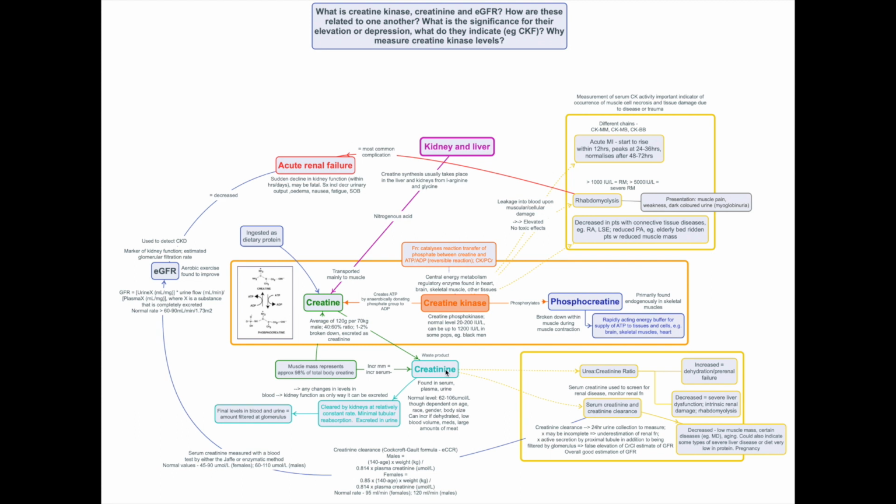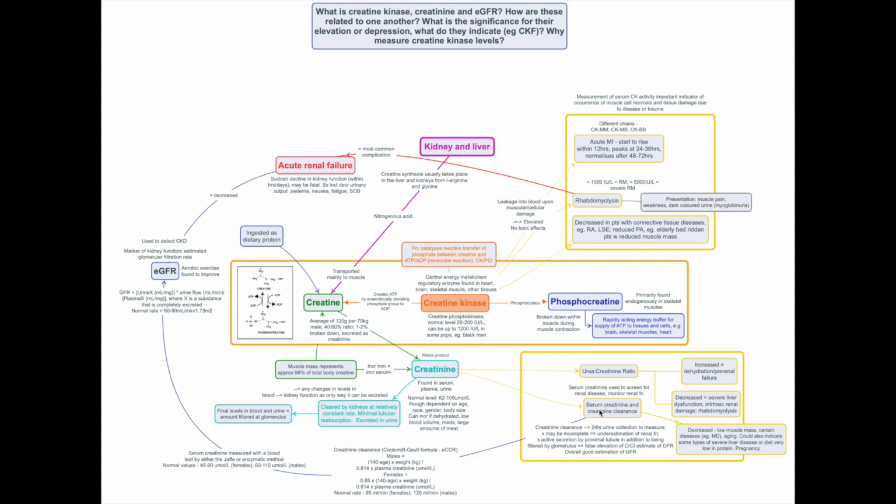All right. So creatinine, the only way it is excreted from the body or cleared from the body is by the kidneys. And it's usually at a relatively constant rate, because there's minimal tubular reabsorption. And then we have this excretion in the urine. So the final levels in the blood and in the urine is basically equal to the amount filtered at the glomerulus. But here's the catch to it. There's also tubular secretion at the kidneys.